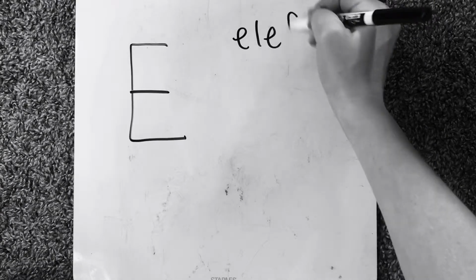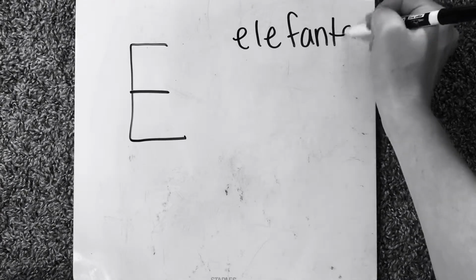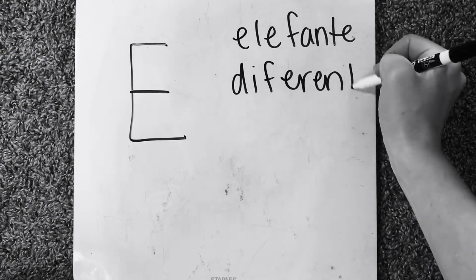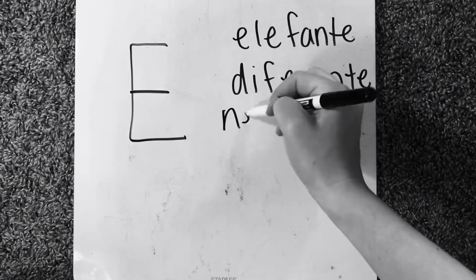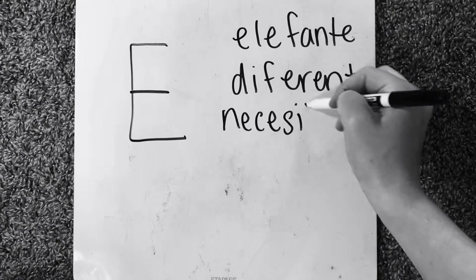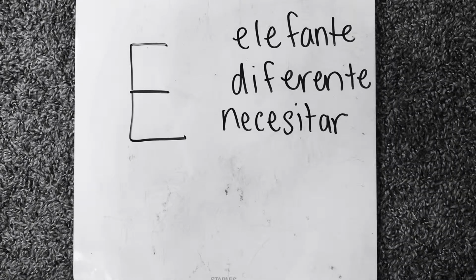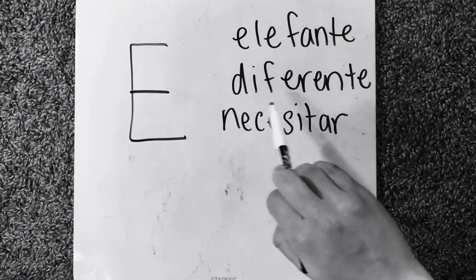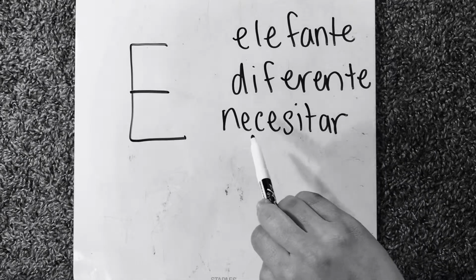Elefante, which means elephant. Diferente, which means different. And necesitar, which means to need. Notice that all of these words have multiple E's in them. Each time the letter E is pronounced exactly the same. Listen again. Elefante. Diferente. Necesitar.